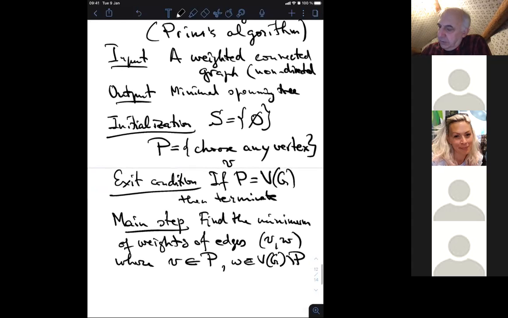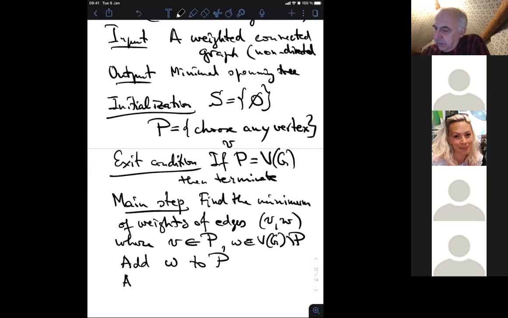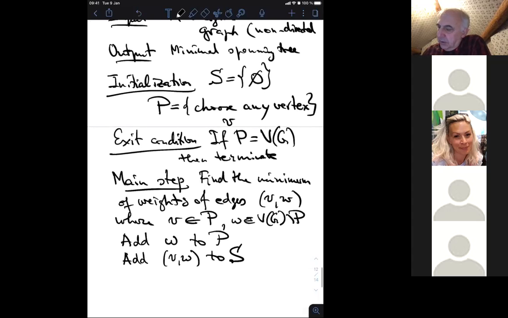And now, once we found this, add W to P. And add this edge VW to S. And then reiterate or go to exit condition check.